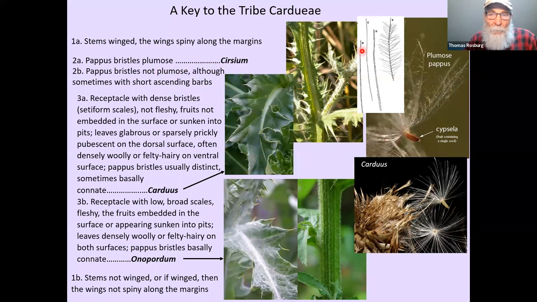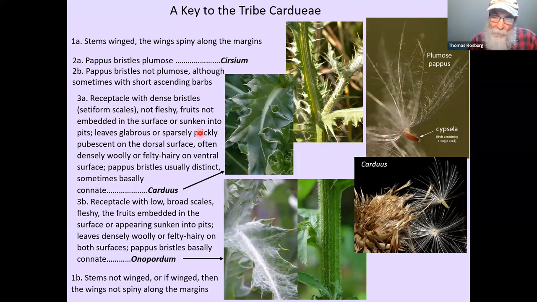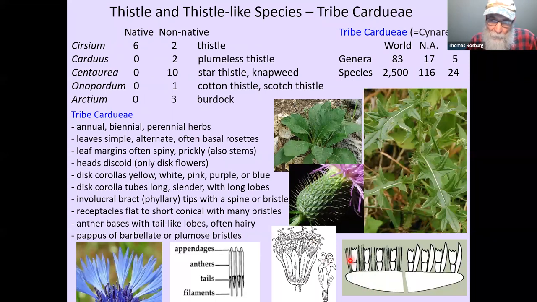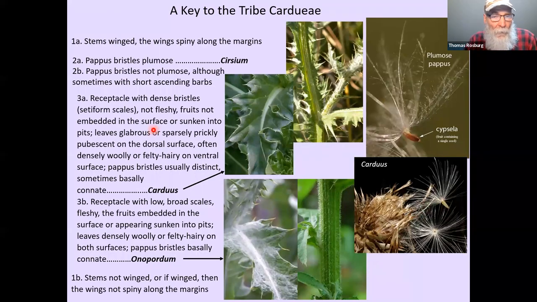If we had bristles that look like these over here, these three, then we would be taking 2B, and we would then go with these two couplets. Kind of long here, but receptacle with dense bristles. Again, that's what we're talking about back here. Receptacle with these bristles like that. So you're going to have to kind of dig into the head in order to see those. So dense bristles, they're also called setiform scales, which basically means a hair-like scale.